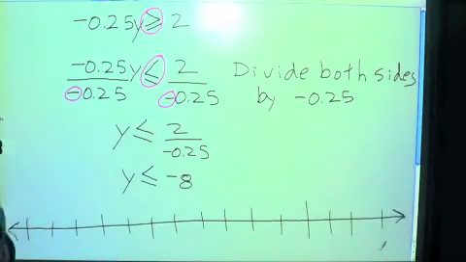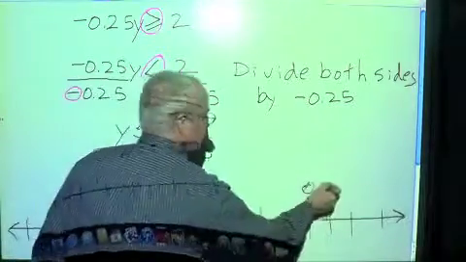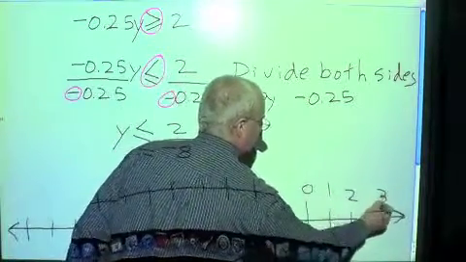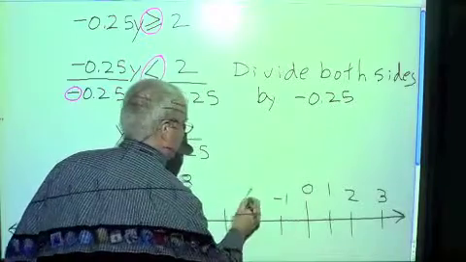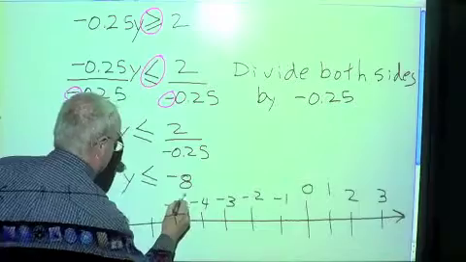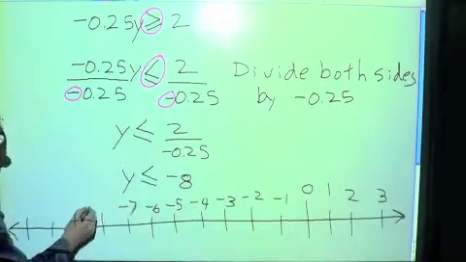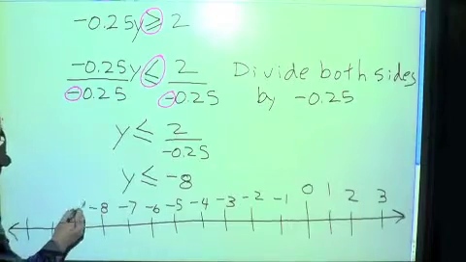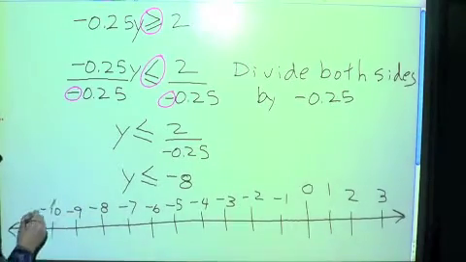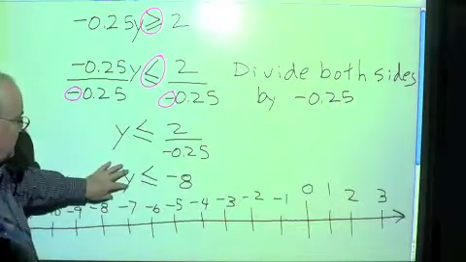Okay, let's put our 0 here. That makes this 1, 2, 3. It's going to be negative 1, negative 2, negative 3, negative 4, negative 5, negative 6, negative 7, negative 8, negative 9, negative 10, negative 11. Okay? Now our solution is a negative 8.